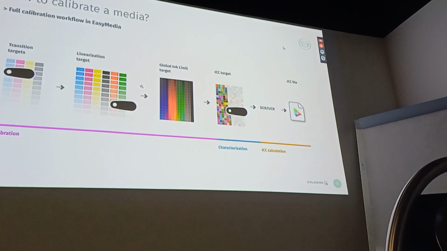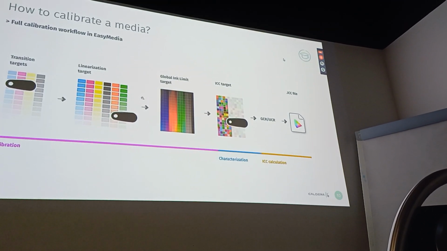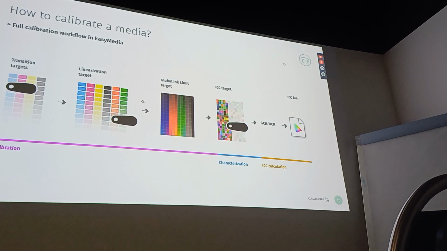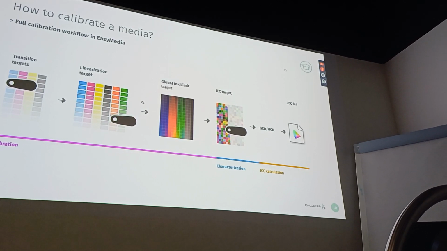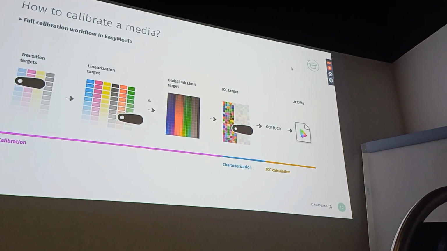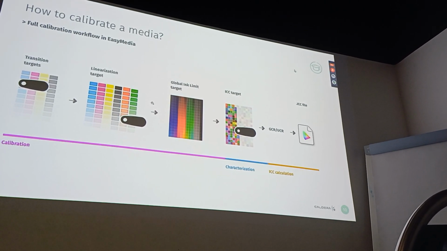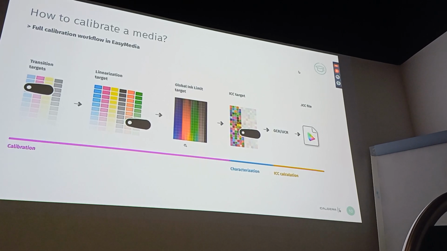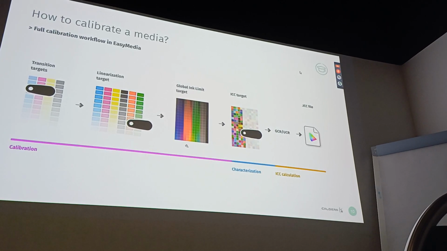Then it will be global ink limits after linearization. We will decide how much ink we would like to allow to be printed on the substrate. This will depend, of course, on the type of substrate you are using. It could be paper, PVC, vinyl, whatsoever. Depending on the paper, we will be able to push more or less liquids or more or less inks, obviously.